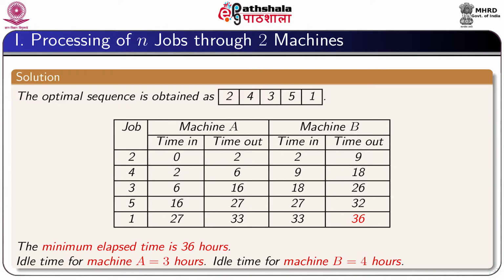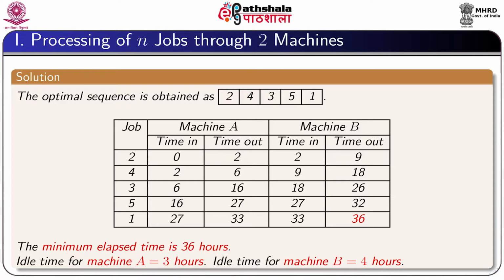Therefore, the minimum elapsed time is 36 hours. Now, we can also calculate the idle time for machine A and machine B. As we can see, all the jobs are completed on machine A in 33 hours, but machine A has to wait until the jobs on machine B are completed, that is until 36 hours. Hence, the idle time for machine A is 3 hours.